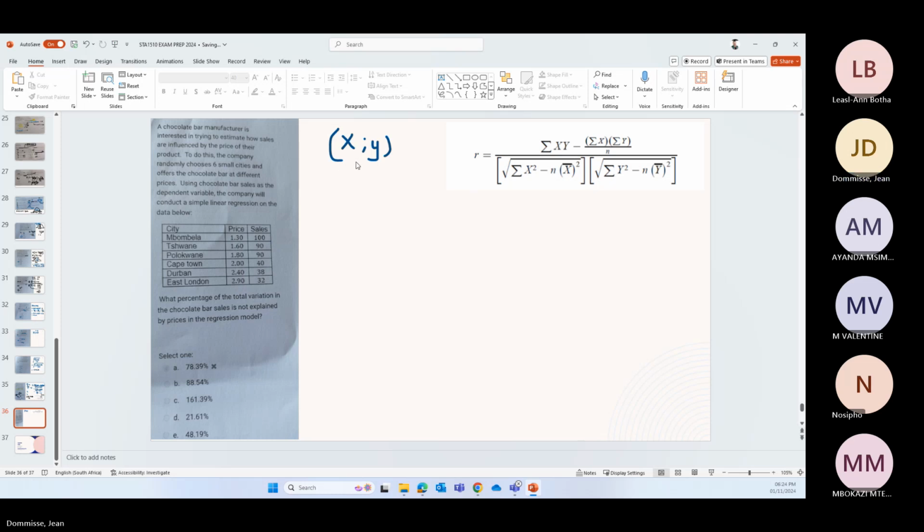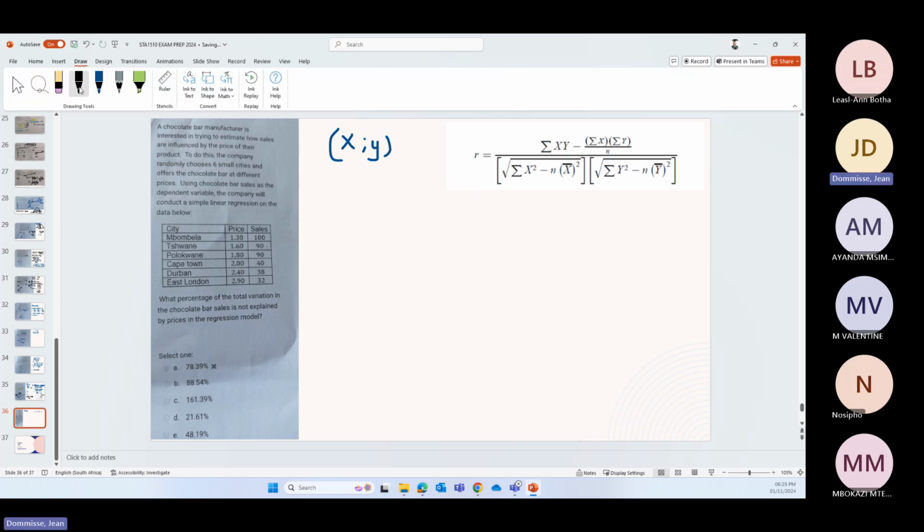So again, if you now needed to work this out by this formula, and then remember this is R, so you need to get to R squared to work out what the total variation is. So yeah, my calculator is not equipped to do this.